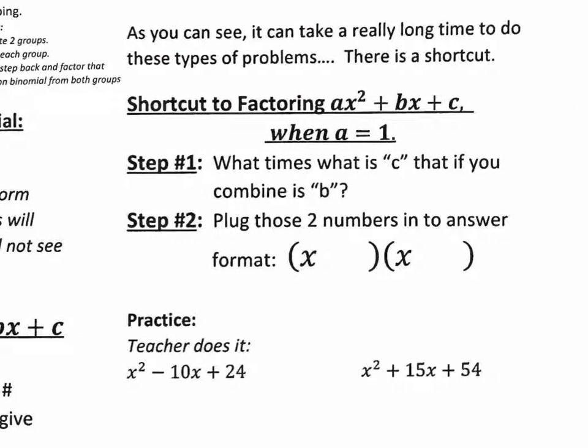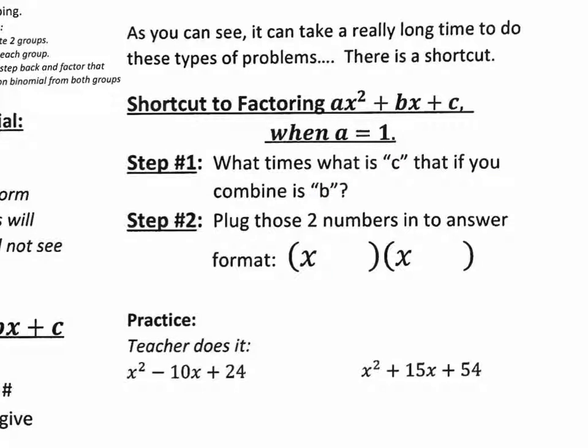As you can see, it takes a really long time to do these types of problems, but there is a shortcut. Here is the shortcut to factoring the quadratic trinomial ax squared plus bx plus c when your a value equals 1. When there is no number right here, when it's an invisible 1, you're going to be able to jump right into your answer format, which is parenthesis, parenthesis, x, and x. And then all you do is think, what times what is c that if you combine together is b?